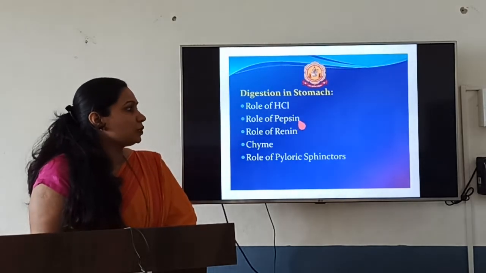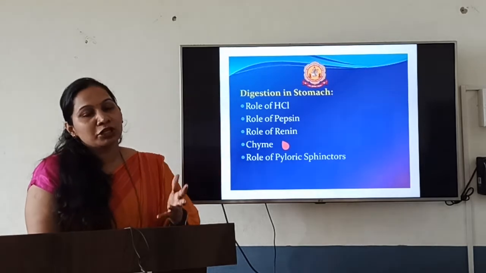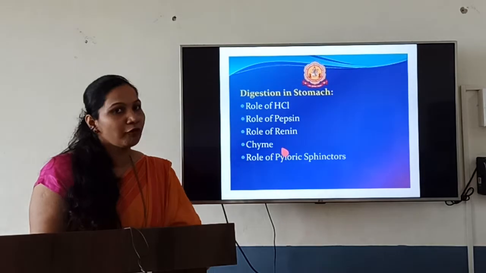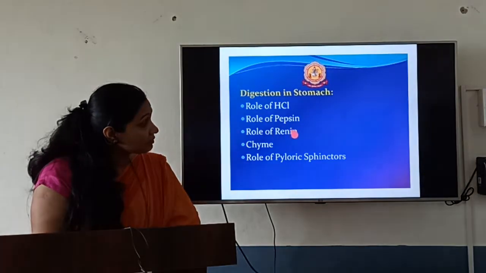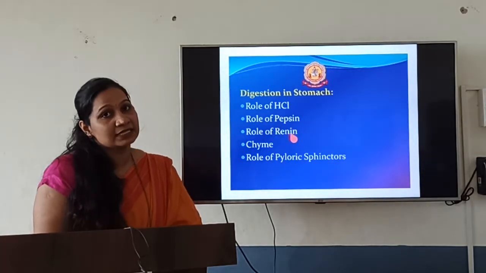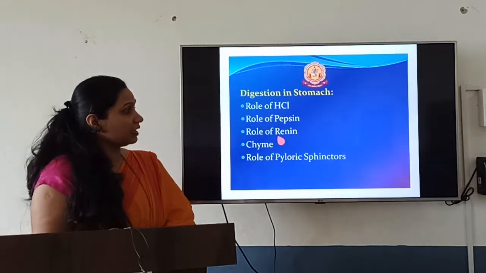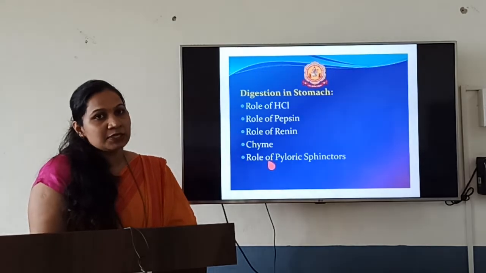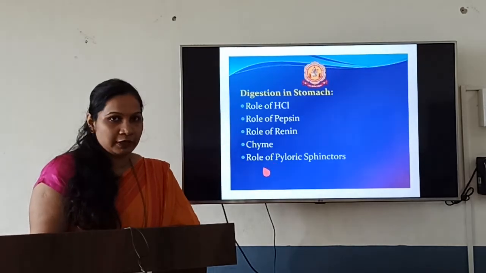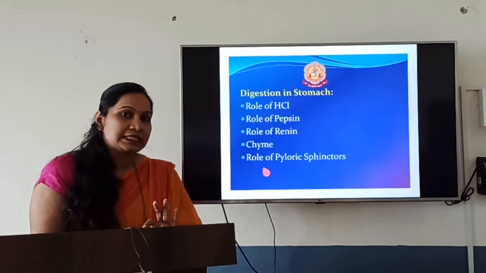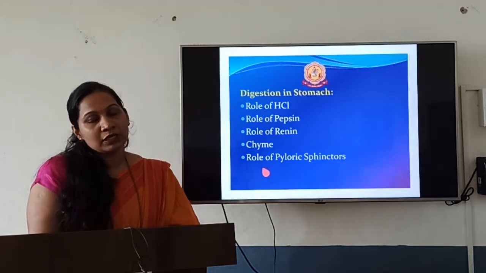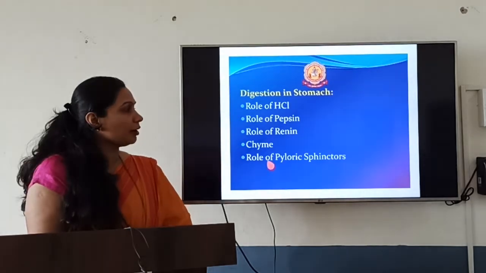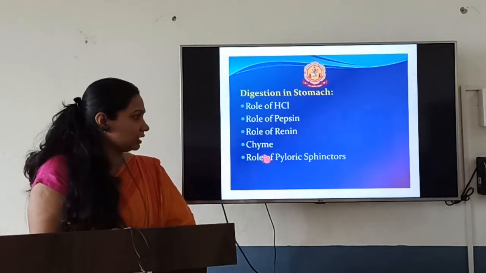Pepsin will convert proteins into proteoses, peptones as well as polypeptides. That is a simpler form of proteins. Renin is mainly a milk digesting enzyme. This is one of the very important milk digesting enzymes. Milk mainly consists of protein as well as carbohydrate. Milk carbohydrate is lactose. Milk protein is casein. Casein is a milk protein. Lactose is a milk carbohydrate. So in the digestion of milk, mainly renin helps.